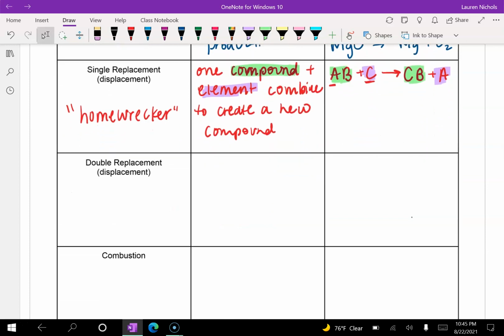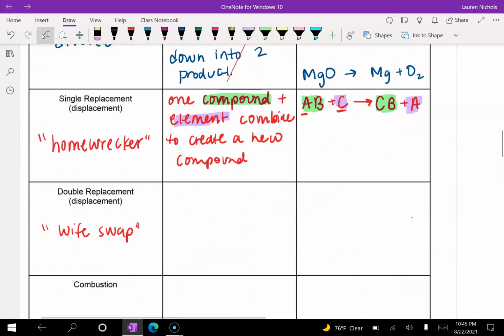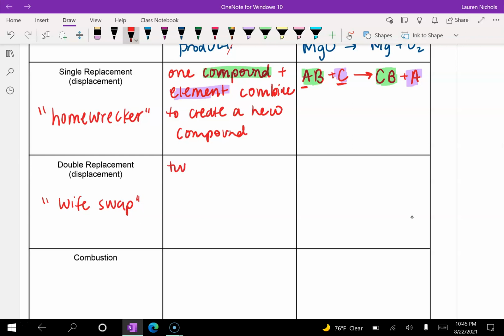Now, a double replacement reaction is called wife swap. I don't know if you've ever heard of this show on MTV, which kind of makes me feel old, but it was called Wife Swap. It was basically these families where the wives would trade houses for a week, and the studio TV people would record the drama that would ensue. And so this is when you have two compounds that trade metals.